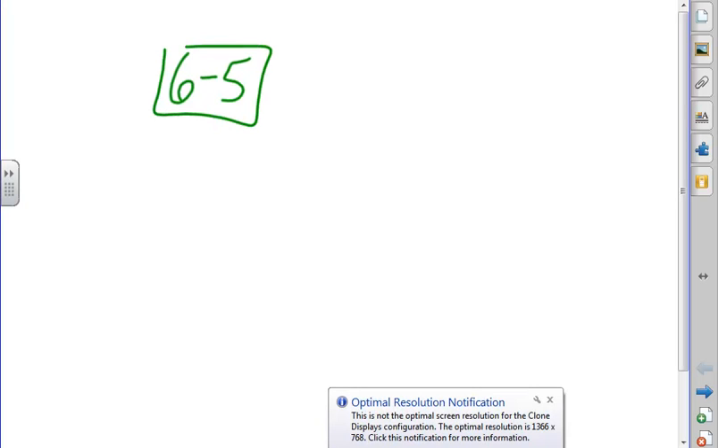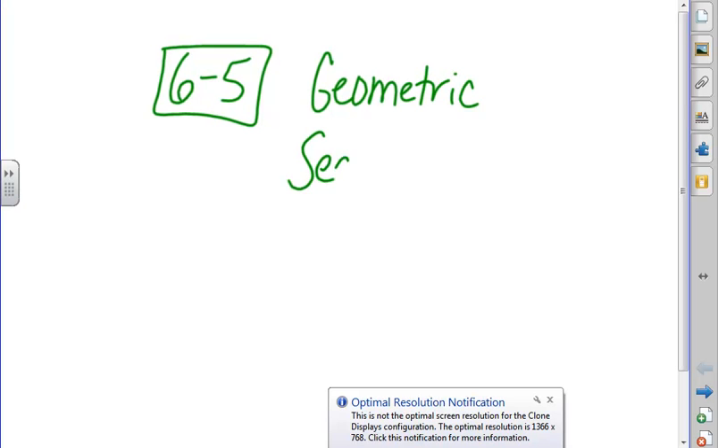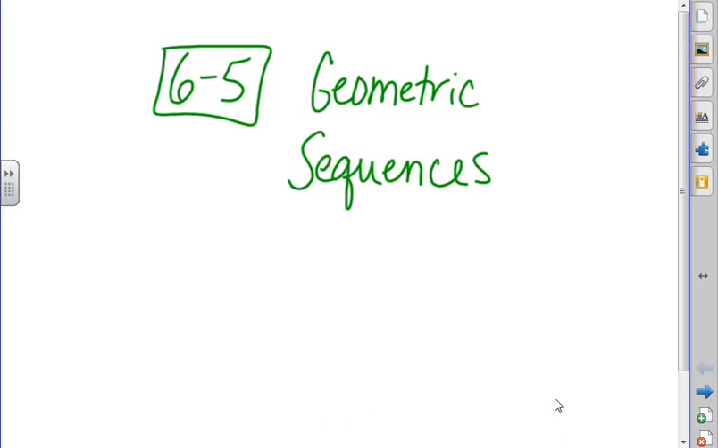Next section is 6.5, and that is called Geometric Sequences. And just one friendly reminder: you should be taking some notes while you're watching these videos, so hopefully you have something available to write with.